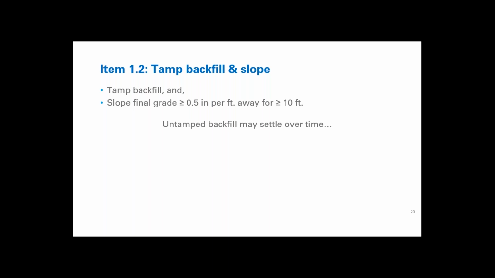First item on the list is 1.2, and that requires that backfill has been tamped and that the final grade is sloped a ½ inch or more per foot away from the home for at least 10 feet. So the purpose of sloping that final grade is to direct water away from the home's foundation.